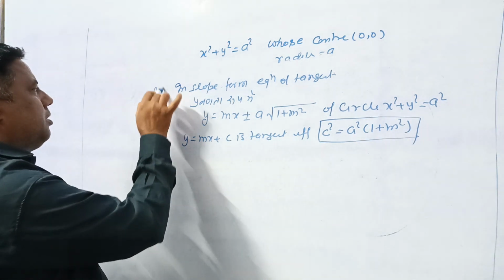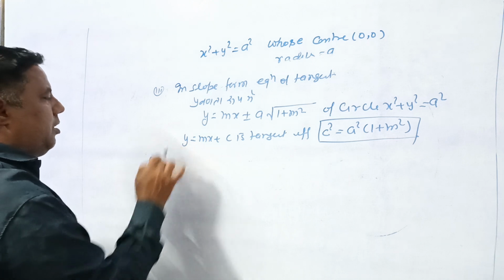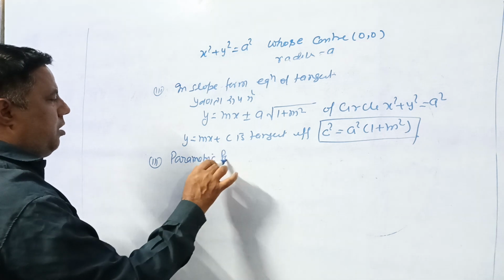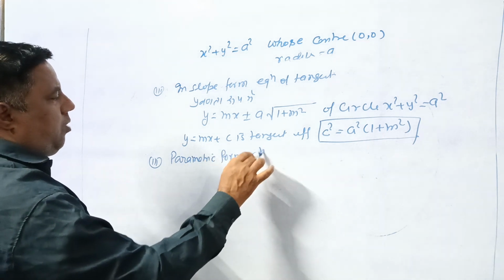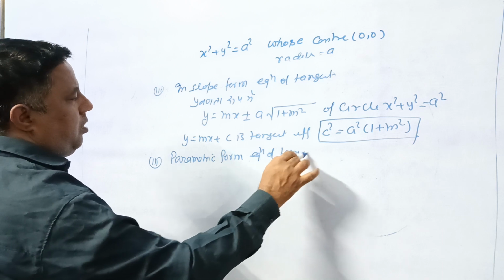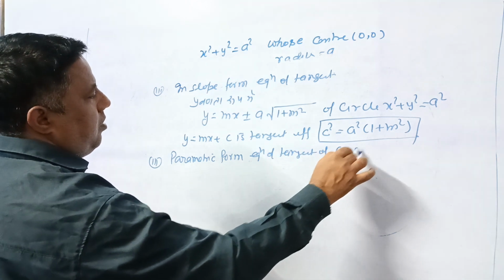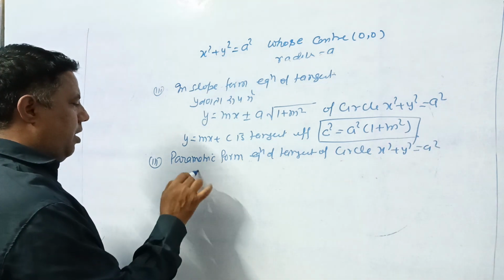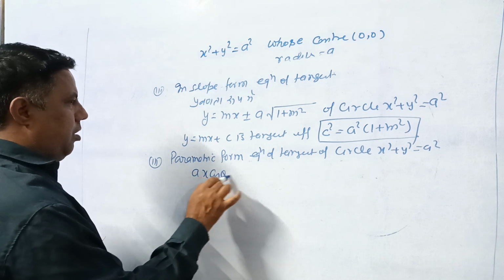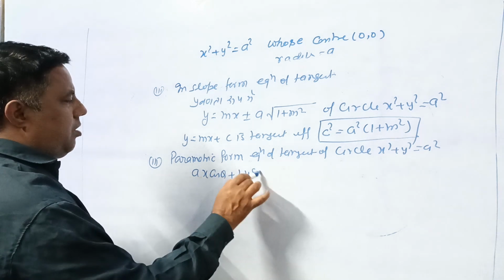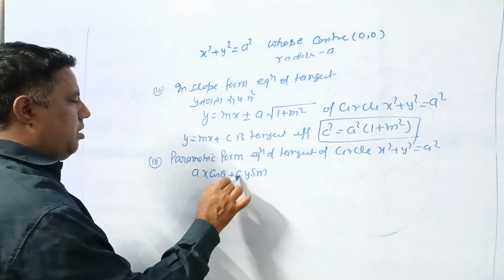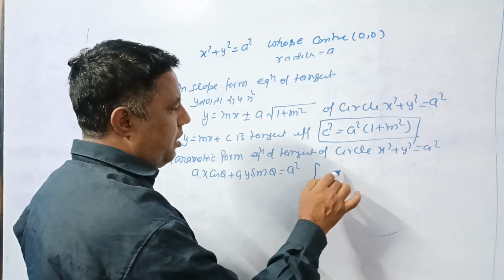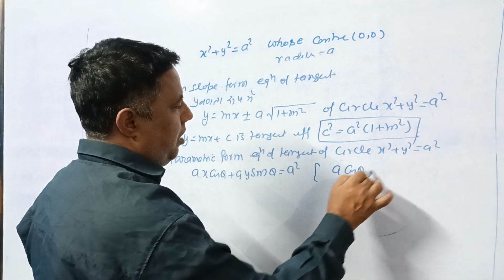Third, in parametric form. The equation of the tangent of the circle x square plus y square equal to a square is x a cos theta plus y a sin theta equal to a square, because the parametric coordinates of the circle are a cos theta and a sin theta.